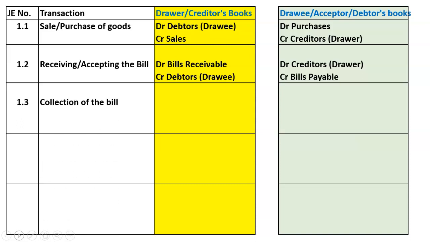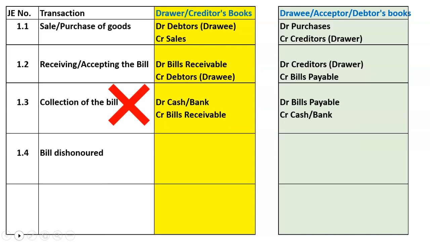The drawer debits cash or bank for the incoming cash, which is an increase in assets, and credits bills receivable, which now gets settled, hence it's a decrease in assets. The drawee debits bills payable, which is a decrease in liability, and credits cash or bank, which is a decrease in asset. Let us suppose the drawee is unable to meet his payment obligation on the maturity date.